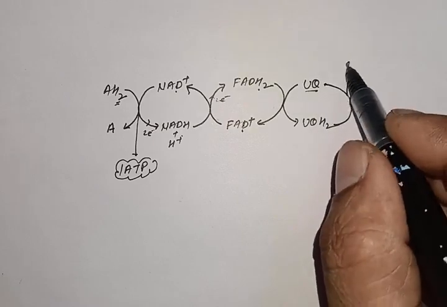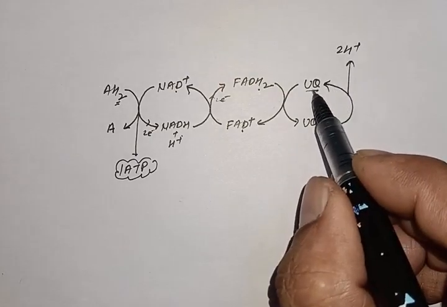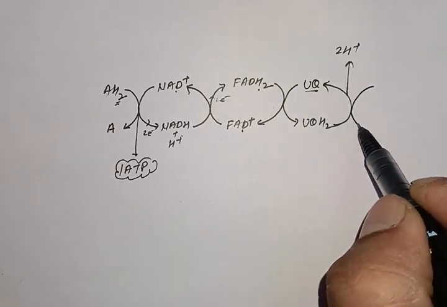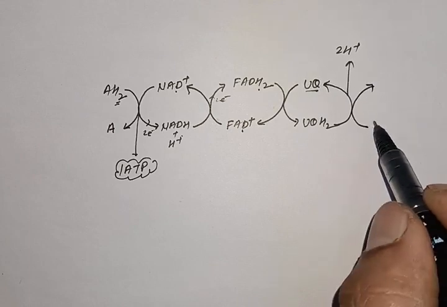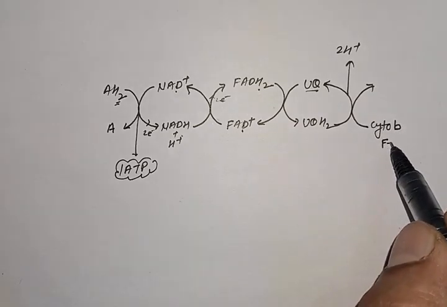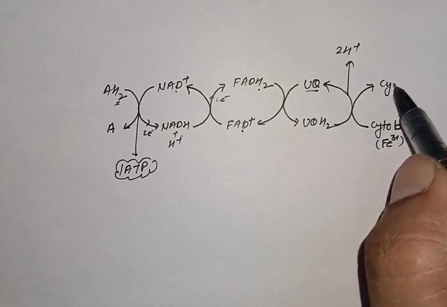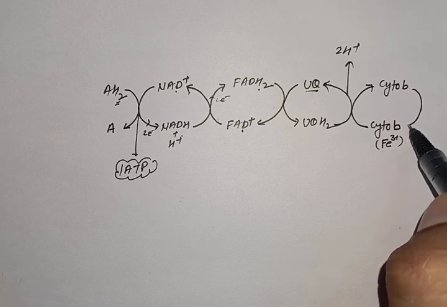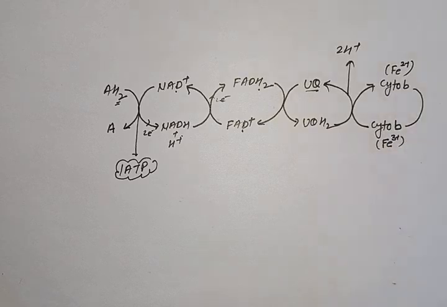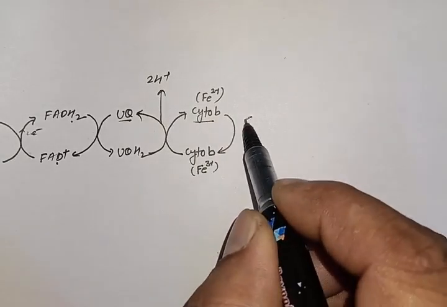Then FADH2 reacts with ubiquinone, UQ or coenzyme Q. These two hydrogens are transferred to UQ, and UQ is reduced into UQH2. Then UQH2 transfers these two hydrogens to the intermembrane space and again changes into UQ. And during this, electrons are released. These electrons are first accepted by cytochrome B.